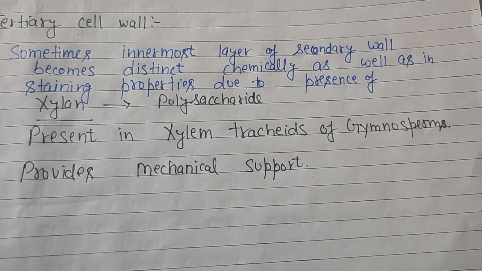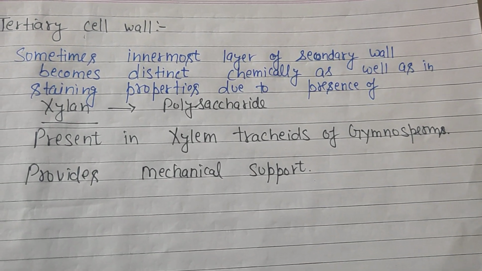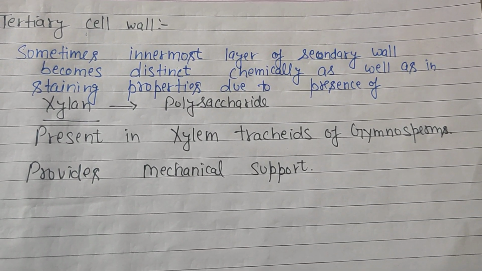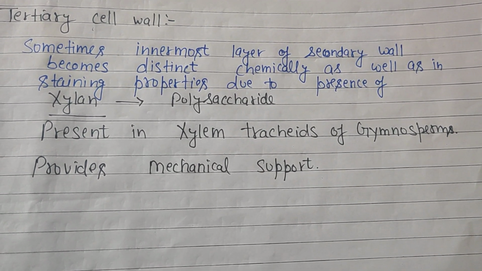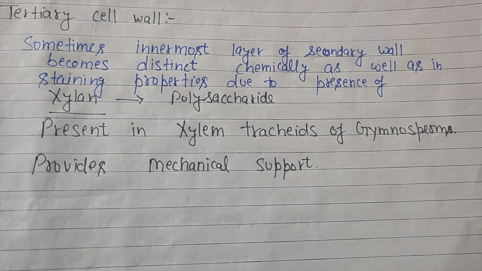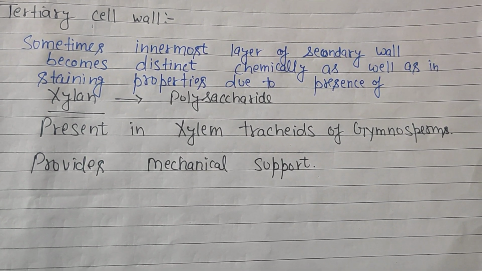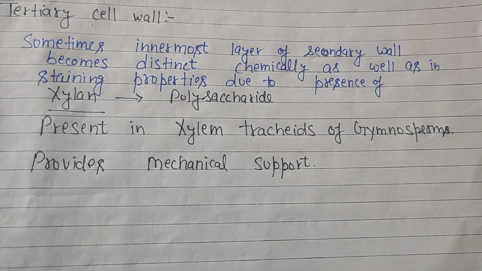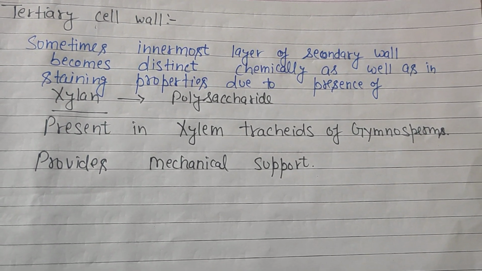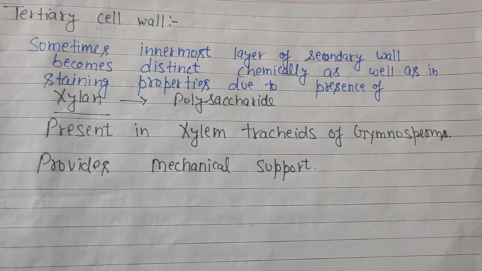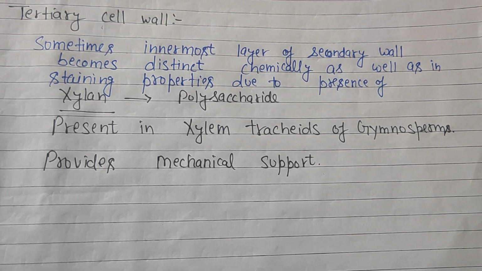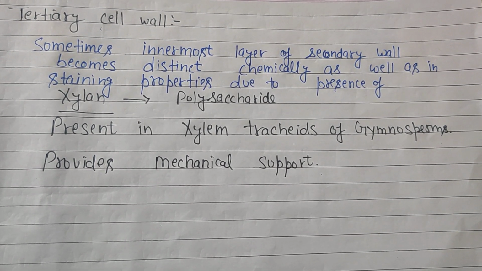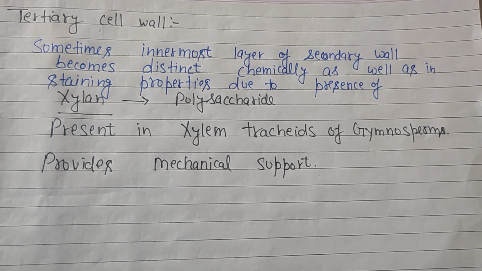So now we will have a look at the tertiary cell wall. Tertiary cell wall is made up of the innermost layer of the secondary cell wall, because sometimes the innermost layer of the secondary cell wall will change its chemical properties, and it will change its staining properties as well because of the presence of xylan. Xylan is a polysaccharide, and the tertiary cell wall is present in xylem tracheids of gymnosperms, and it is present in the form of swellings, and this cell wall provides mechanical support to the cell.